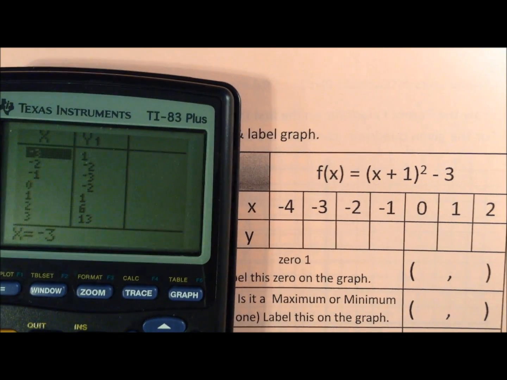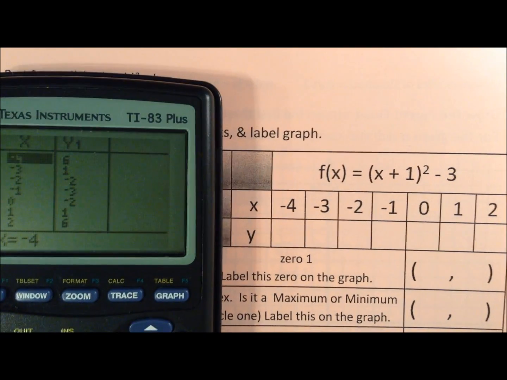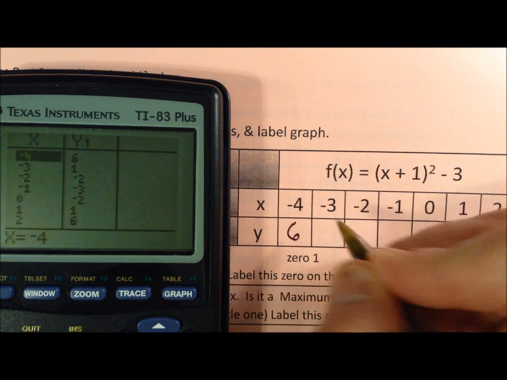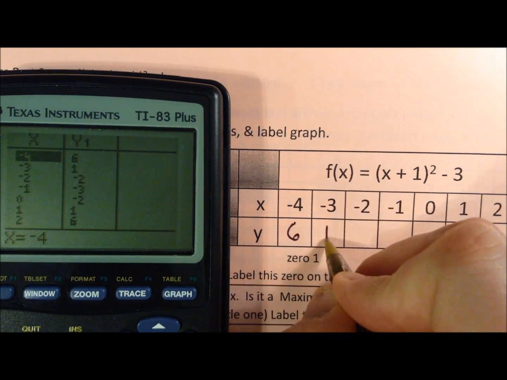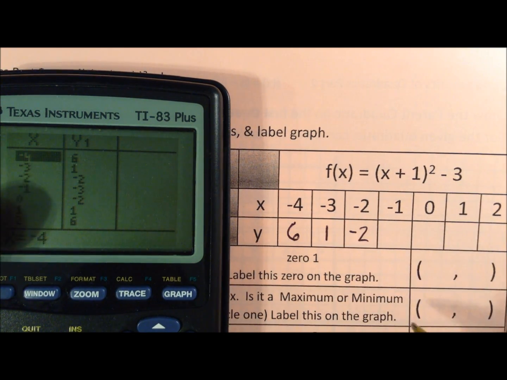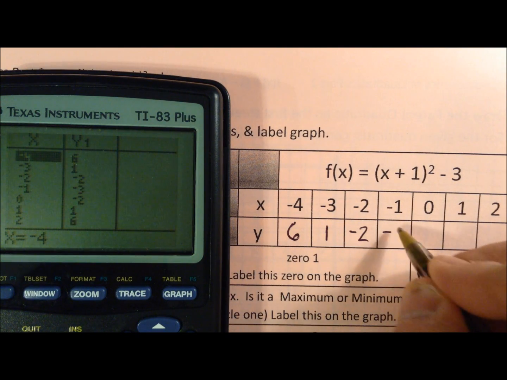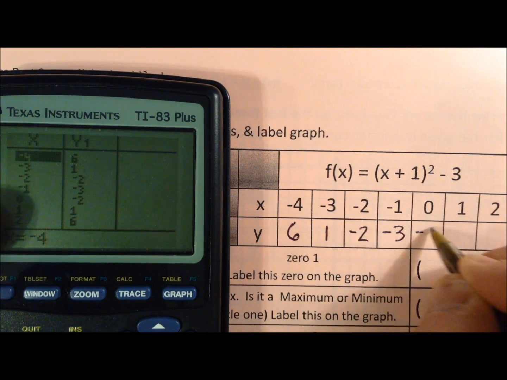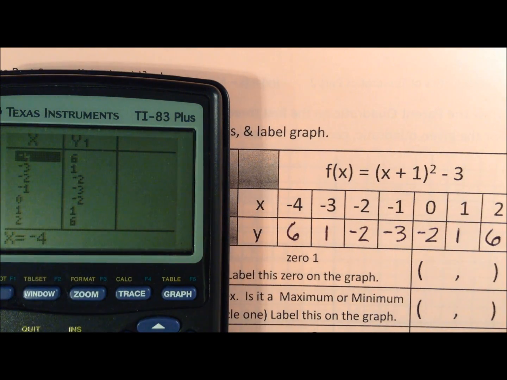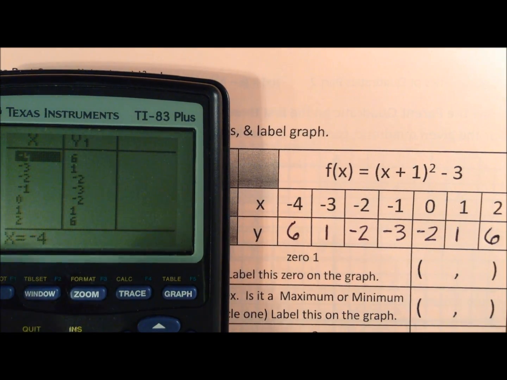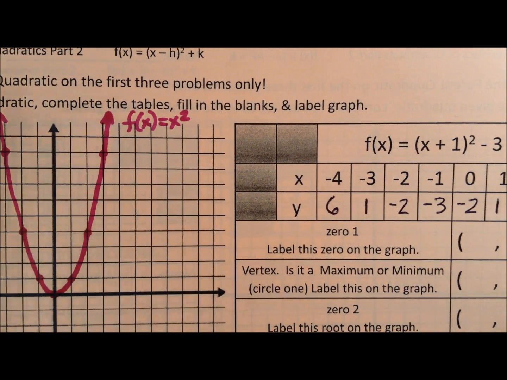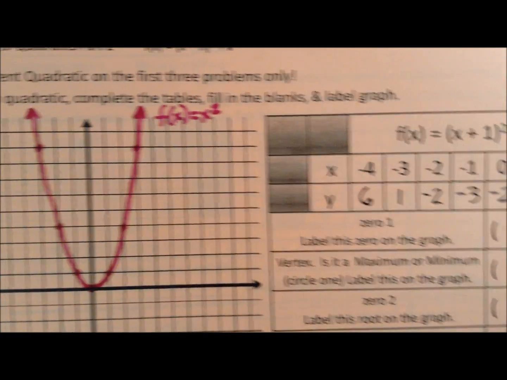So let's go to our table, and our first value input is a -4. That gives me an output of 6. -3 gives me an output of 1. -2 gives me a -2. -1 gives me a -3. Then 0 gives -2, 1 gives 1, and 2 gives 6. Straight from the table of values. Okay? So let's go over here and let's graph this bad boy.